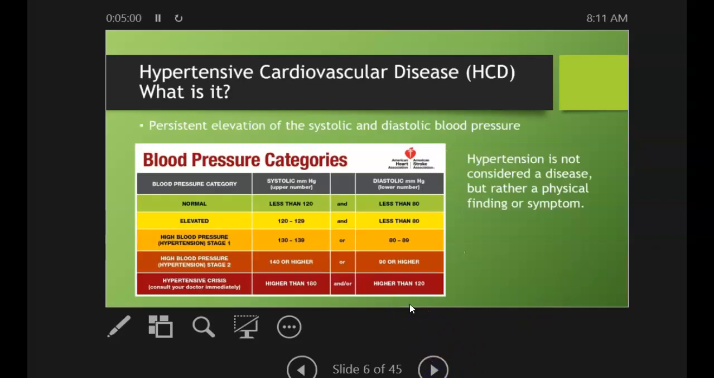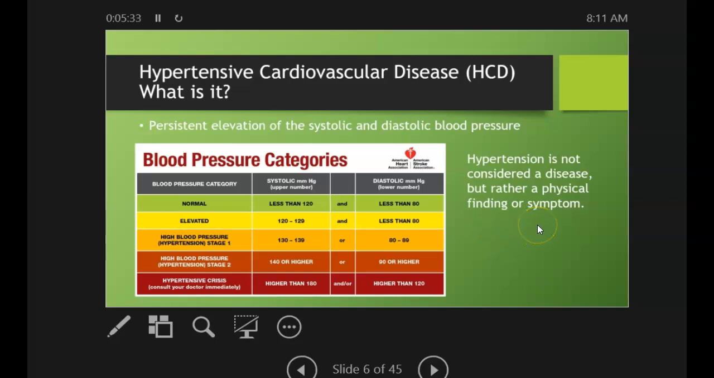So the first one is hypertensive cardiovascular disease, or hypertension, or high blood pressure, as we say it most often. And so what is it? It's a persistent elevation of the systolic and diastolic blood pressures. And hypertension is not considered a disease, even though up here it says hypertensive cardiovascular disease, but it's actually considered more of a physical finding or a symptom.